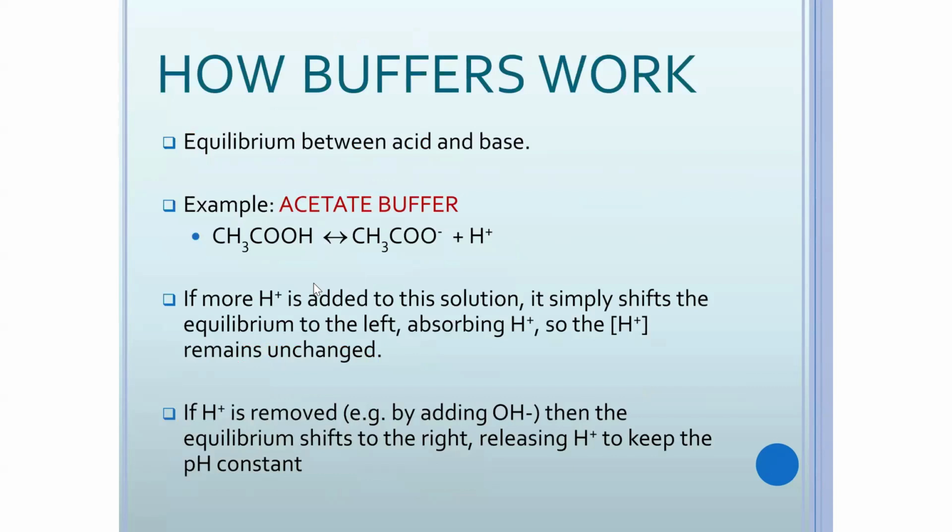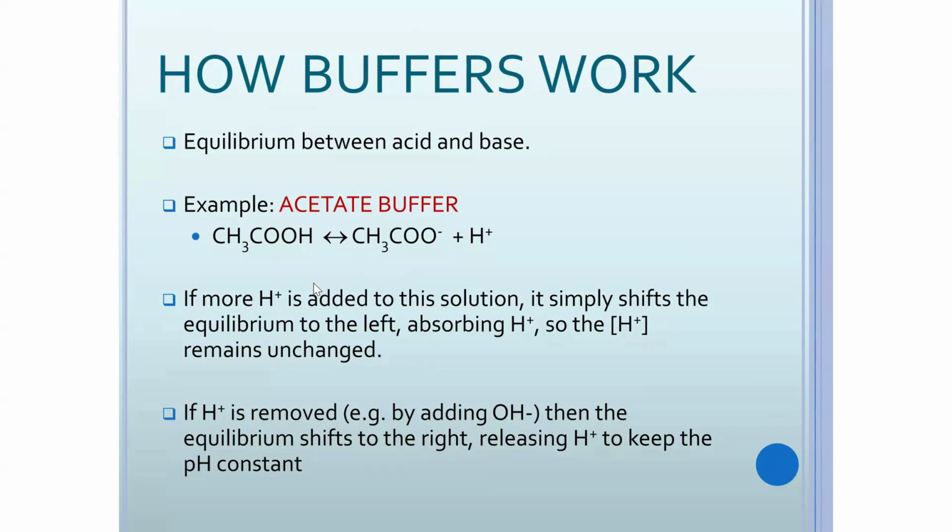And then how buffers work. Generally, there is an equilibrium between an acid and a base. For example, this is an acetate buffer. We have ethanoic acid, or acetic acid, which dissociates into the acetate ion plus hydrogen ion. So if more hydrogen ion is added to this solution, it means that you are increasing the hydrogen ion concentration.